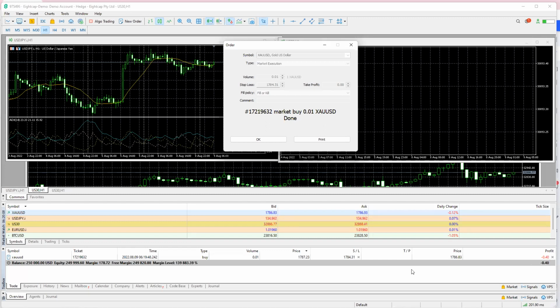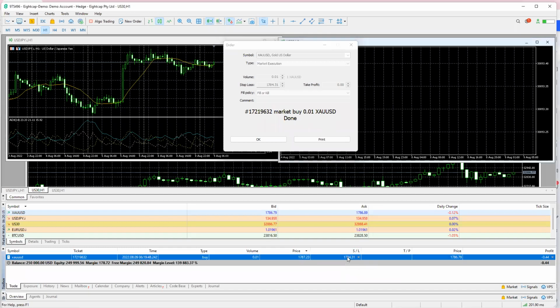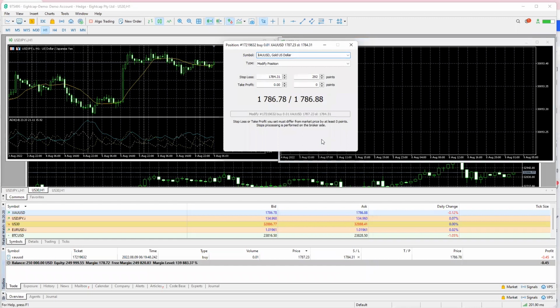Okay. Now, if you want to change your stop loss, then all you do is you hit right here, the stop loss. You'll hit the number right underneath stop loss. You'll click it twice. And then it will pop up and you can change your stop loss to be either closer or further away, whatever you want. And then you'll hit modify.